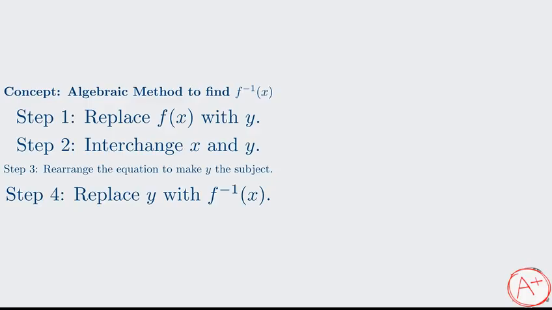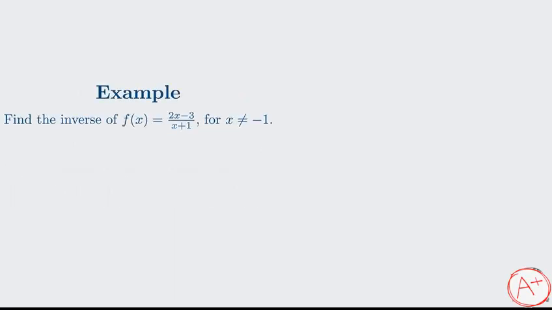Let's see this in action with a worked example. Example. Find the inverse of f of x equals the fraction (2x minus 3) over (x plus 1), for x not equal to -1. First, we write it as y equals (2x minus 3) over (x plus 1). Next, we swap x and y to get x equals (2y minus 3) over (y plus 1). Now, we solve for y. Multiply both sides by y plus 1 to clear the fraction. x times the quantity y plus 1 equals 2y minus 3.